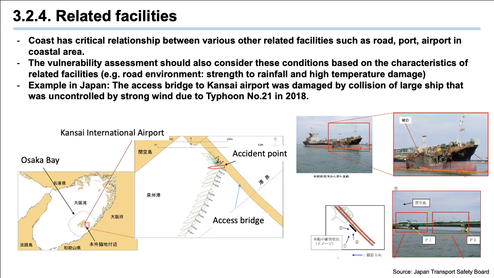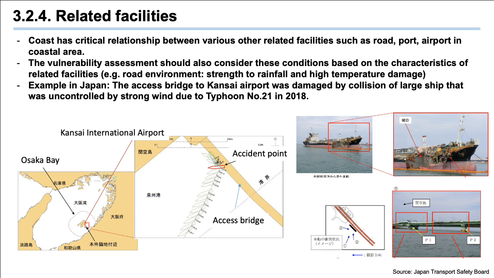The fourth focal point for vulnerability assessment for coastal protection structure is related facilities. The coast has critical relationship between various other related facilities, such as road, port, airport in coastal area. The vulnerability assessment should also consider these conditions based on the characteristic of related facilities, such as road environment, strength to rainfall and high temperature damage, and so on.